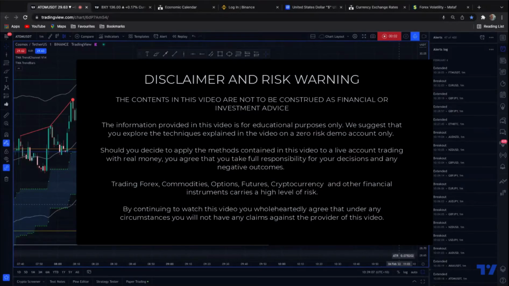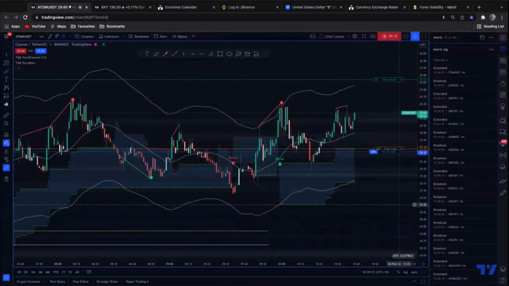Hi traders, Anthony here. This is an Atom Cosmos trade that I've actually posted into my Telegram group. So our members are trading this at the moment. What I wanted to do in the video is follow up that trade signal with the video and explain why I took the trade and the strategy behind this.